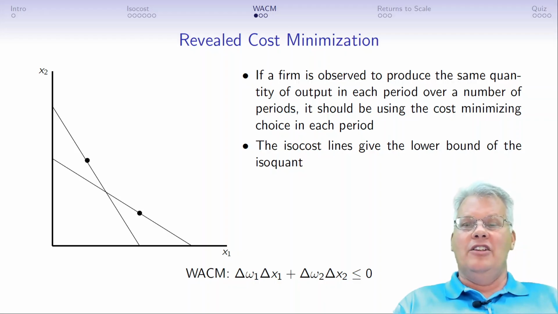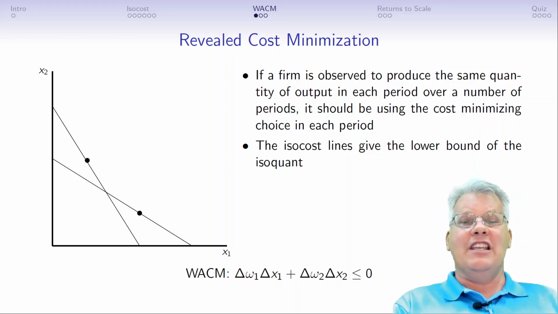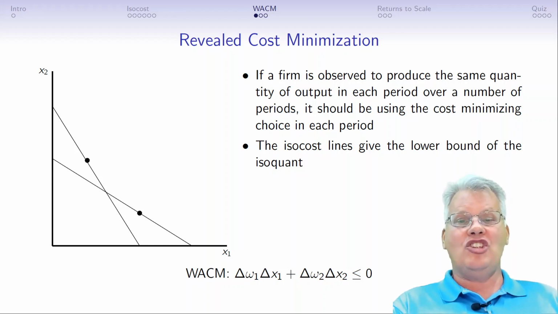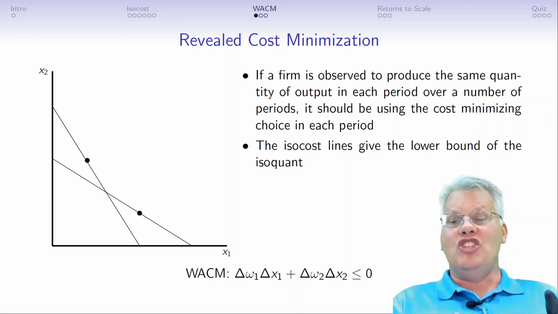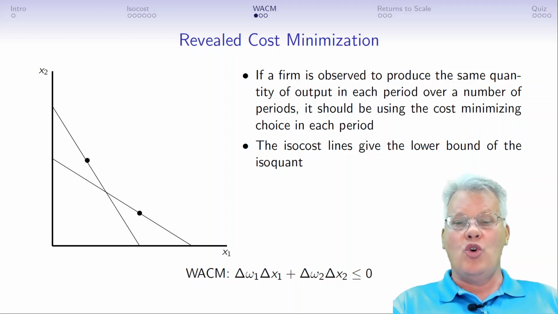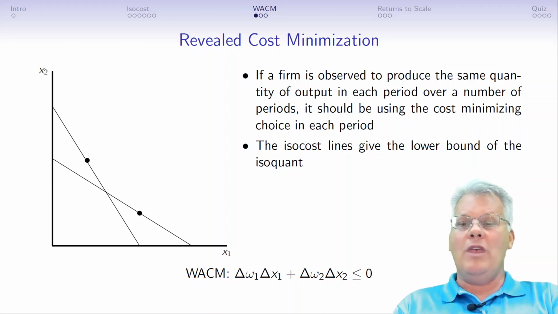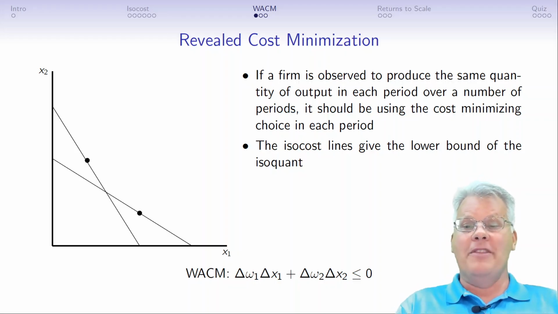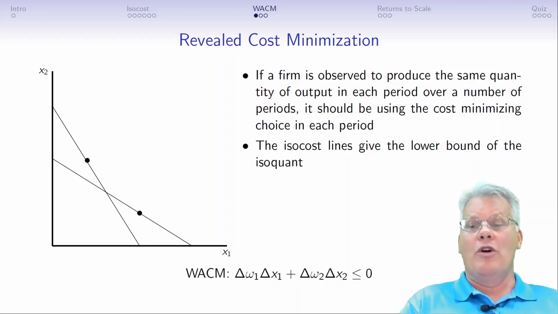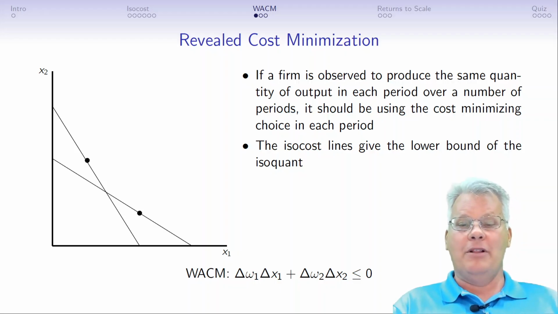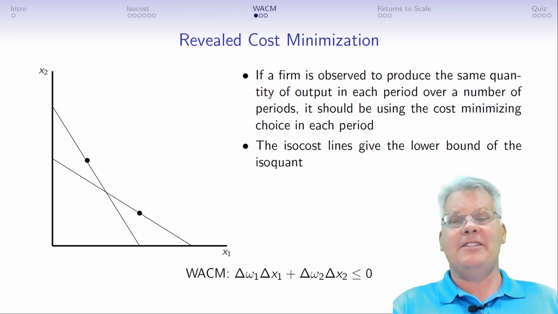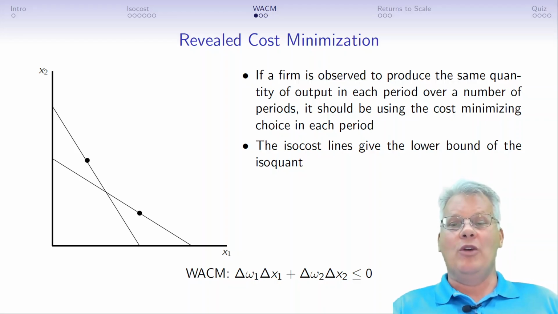So the necessary conditions, if the firm is observed to produce the same quantity of output in each period over a number of periods, and it is using the cost minimizing choice in each period, then we get a diagram that looks like on the left. And then at the bottom of the slide, we have the mathematical representation of WACM. Delta omega 1 times delta x1 plus delta omega 2 times delta x2 is less than or equal to 0.